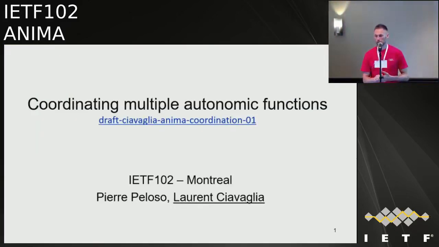Okay. So this is a second presentation and highlights one specific aspect that can be, I would say, using the previous lifecycle management on some operation. The idea here is to highlight a well-known problem when you have multiple autonomic functions running in a network, and ways to try to address it from a standards point of view. So coordinating multiple autonomic functions.